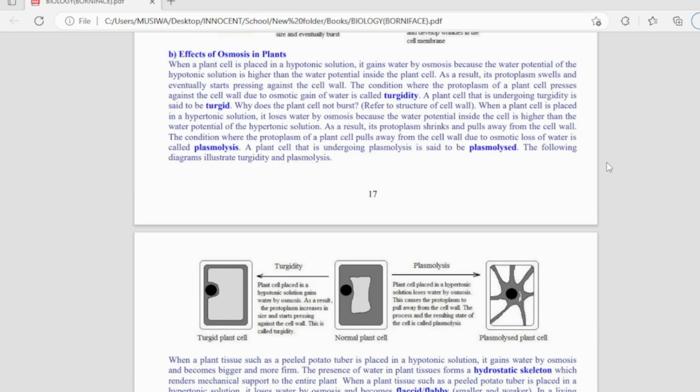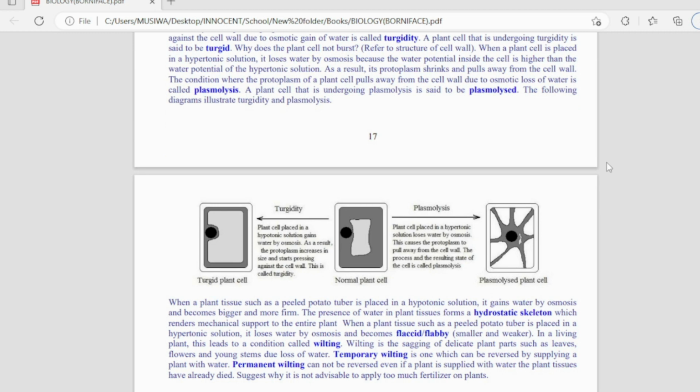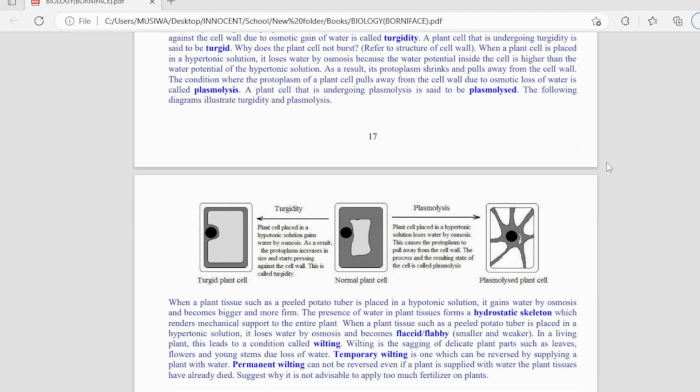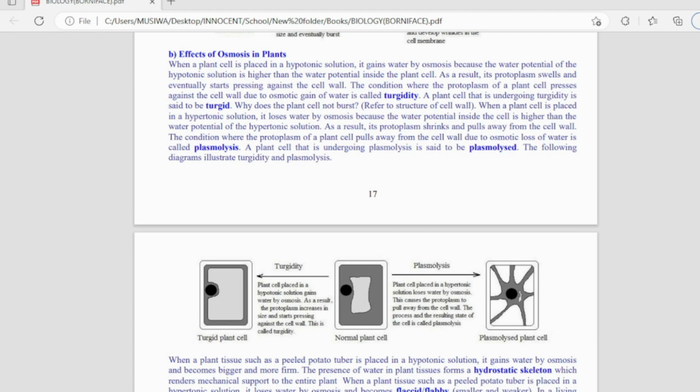This is a normal plant cell. When it loses water by osmosis, its protoplasm starts pulling away from the cell wall and it eventually shrinks. And lastly, when any of these cells are placed in an isotonic solution, nothing happens. That's because, as earlier stated, an isotonic solution is already at equilibrium, and hence nothing is going to happen.